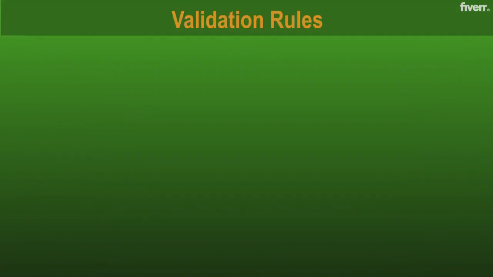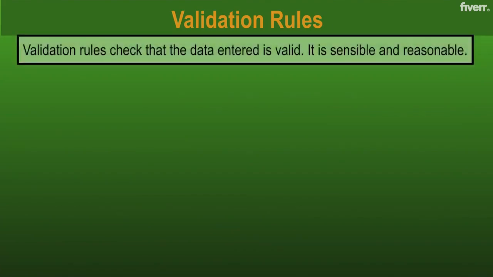So next are validation rules. Now you will be used to using validation in your programming, because you will have probably programmed to make sure something is in the correct range or it's the correct data type. So we do the same thing in databases to make sure that the data that is entered is valid, which means is it sensible, reasonable, is the correct data type, is in the correct range, is the field not blank, things like this.